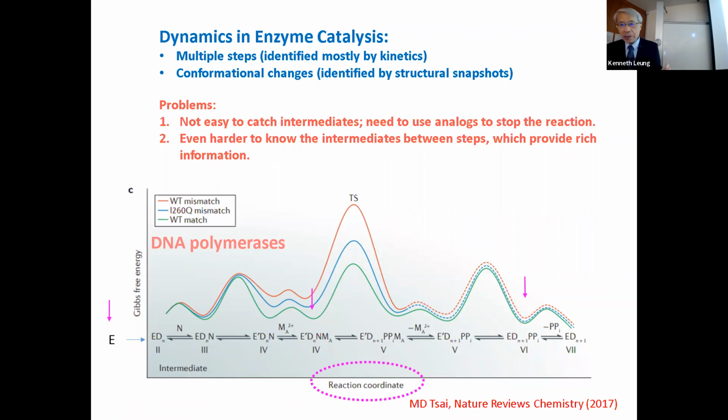Now, in order to catch these intermediates, researchers often have to use analogs, because if you don't use analogs, then the reaction goes on, and you cannot do crystallization. So these are the limitations of conventional structural biology.